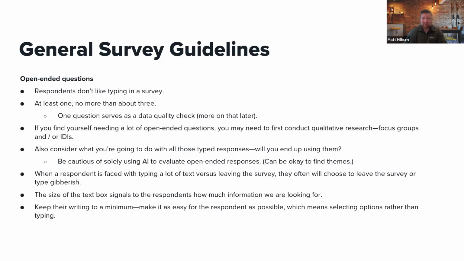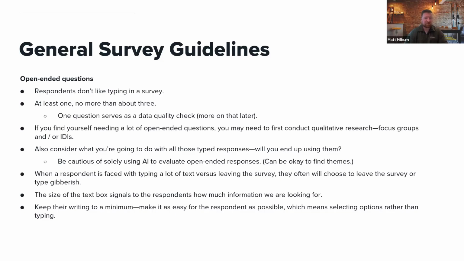Also, are you going to do anything with all of those responses? Hopefully you will. But if you send a survey to 1,000 people and you've asked 10 open-ended questions, that's a lot of information to read. And I don't encourage using AI as your sole way of evaluating open-ended questions. It can be a great approach to identify themes, but ideally you're reading those responses, using quotes from them, and gaining real insight from them. So just keep that in mind.